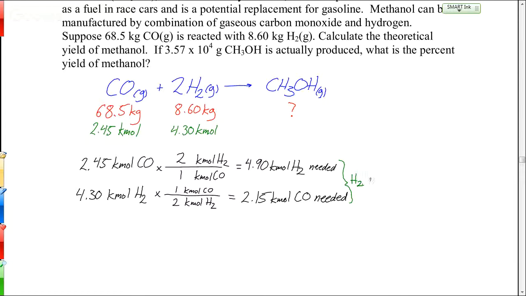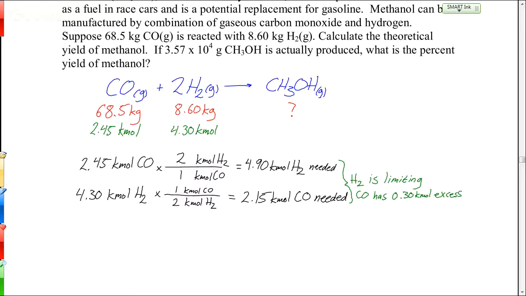Those calculations tell us H2 is limiting and CO has 0.30 kilomoles excess. All right, so now we can use that number for the limiting reactant and solve for our theoretical yields.